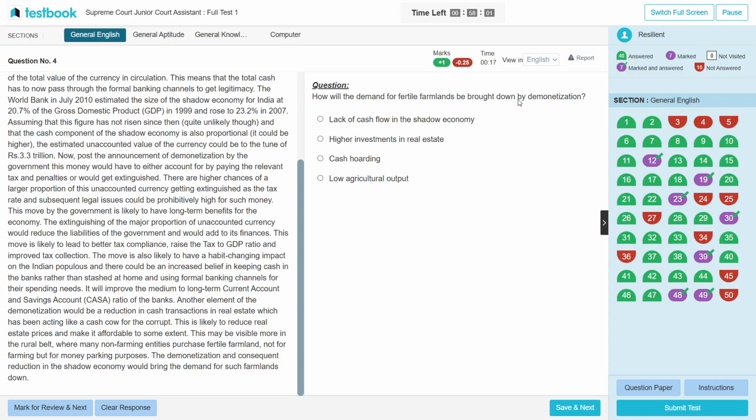A reduction in cash transactions in real estate, which has been acting like a cash cow. This is likely to reduce real estate prices and make it affordable to some extent. This may be visible more in the rural belt, where many non-farming entities purchase fertile farmland not for farming but for money parking purposes.